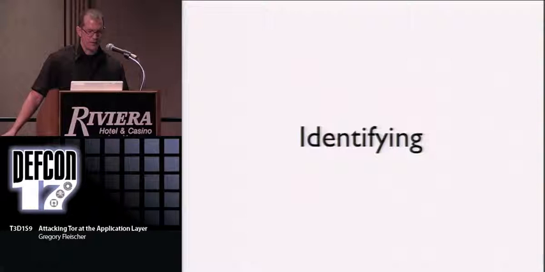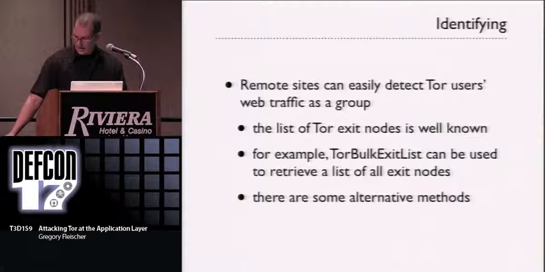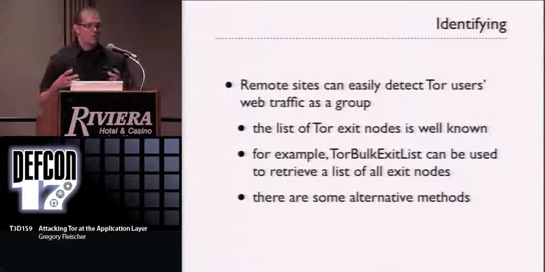So let's move on to the identifying stage. How do we go about detecting Tor users as a group? The group of Tor users, when you go to visit a site using Tor, you kind of stand out. I mean, sure, there are a lot of people using Tor, but in the global scope of the internet, you're a very small group of people. So it's pretty easy to get a list of IP addresses of all the known Tor exit nodes. And I mean, this is by design. You have to know what these IP addresses are to construct your path through the network.